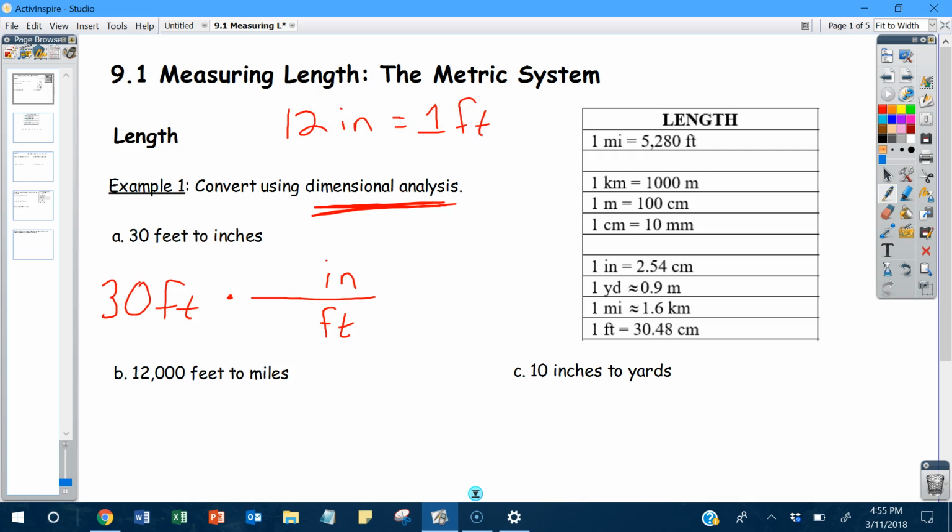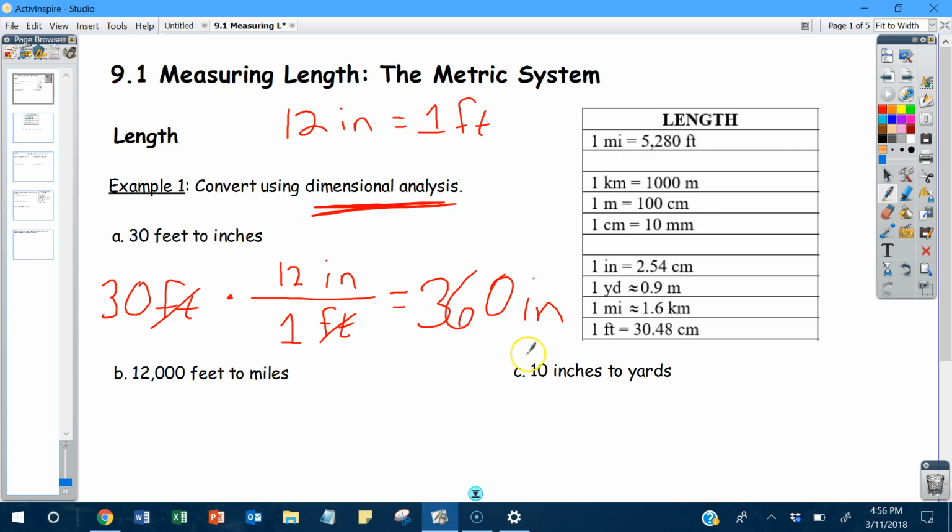So with a conversion like this, I can put these numbers into this unit fraction here. 12 inches is equal to 1 foot, and then I'll do the multiplication, and it'll give me the right answer. When I do the multiplication, the feet cancel, and I have 30 times 12 divided by 1, or simply 30 times 12, and that gives me 360 inches. So that's how that sort of dimensional analysis works.